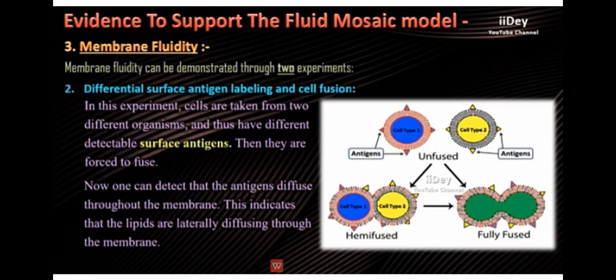Cells are taken from two different organisms and thus have different detectable surface antigens. They are forced to fuse. Now one can detect the antigens diffusing throughout the membrane. This indicates that the lipids are laterally diffusing through the membrane.